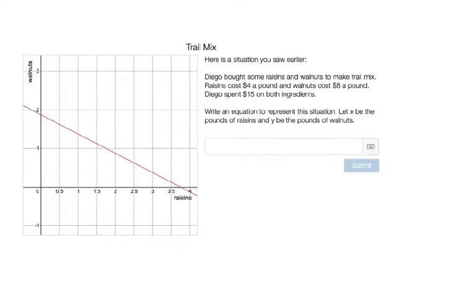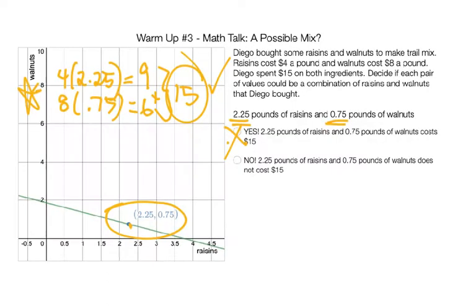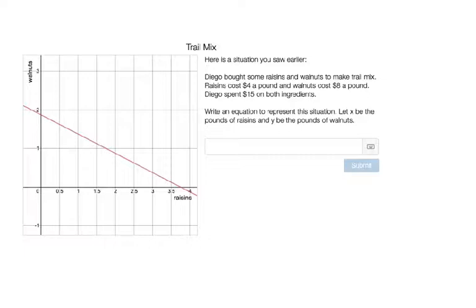So now let's take a look at this situation. Same situation. We've got, again, Diego buying raisins and walnuts. This time I've got a graph, and note that the graph is red this time. In the other one, it's blue. It's green. Let's see what the situation is. Still $4 a pound, $8 a pound. Same situation. Spent $15 on the ingredients.